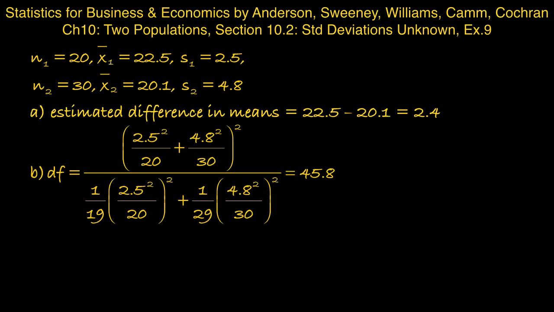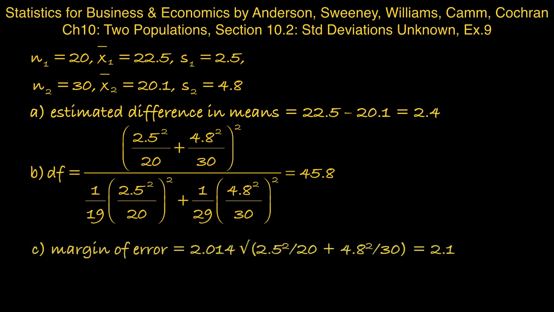Part C, at 95% confidence, what is the margin of error? So we need to use the t-table and we look up degrees of freedom 45, we round down that value that we got in the previous part, and if we look up the 97.5th percentile of the t-distribution with 45 degrees of freedom, we obtain the value 2.014, and then if we plug that into our formula along with our sample values, we get 2.1 as the margin of error.